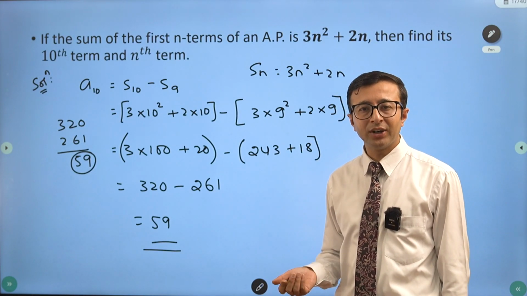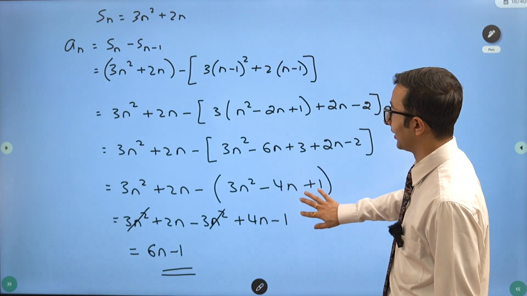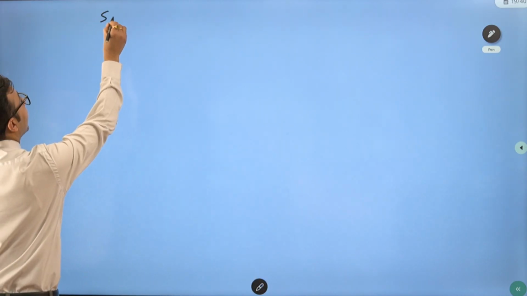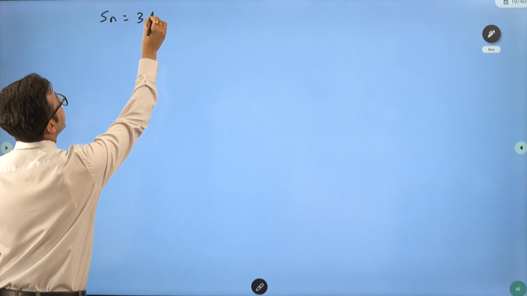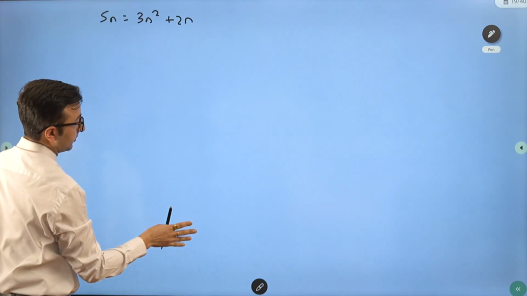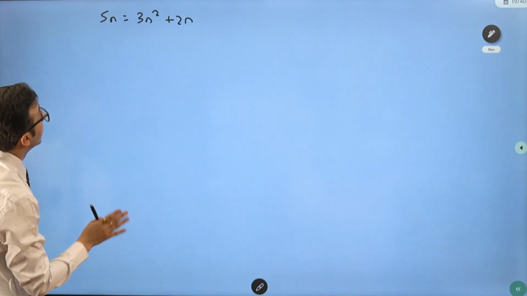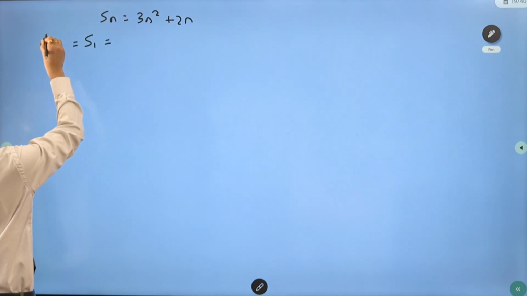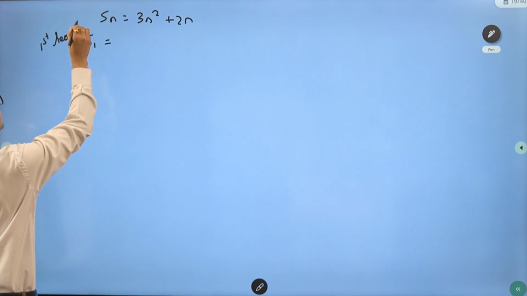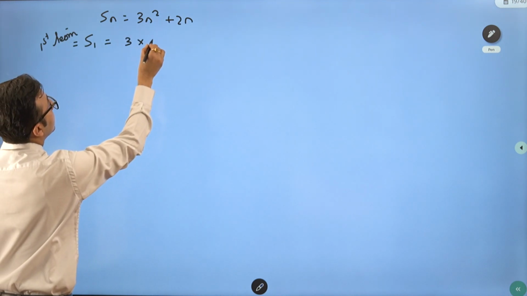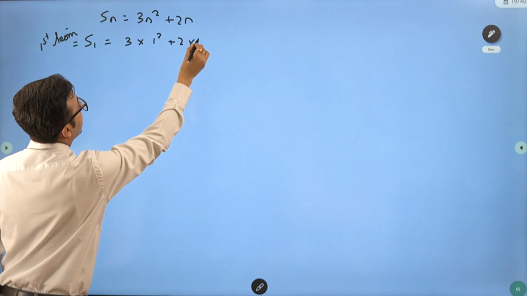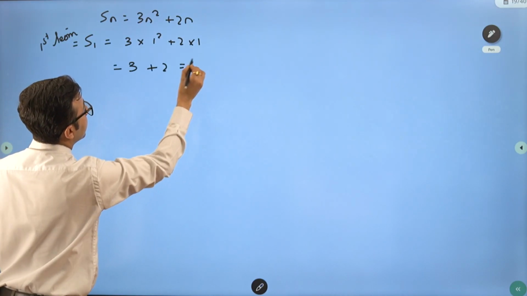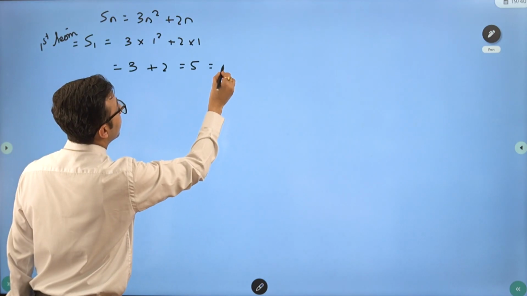Do we have this method only, or do we have another way also to find this? If you use this, Sn is equal to 3n square plus 2n. First find S1, which is the first term. S1 will be 3 into 1 square plus 2 into 1. So 3 plus 2, which is equal to 5. So we got the first term. That means this is the value of A.